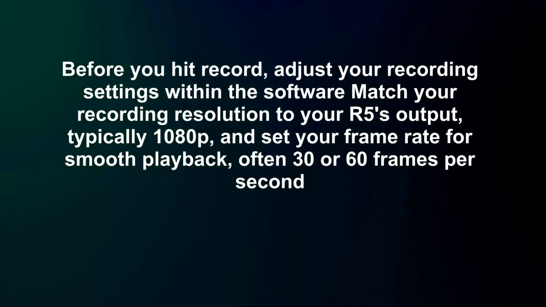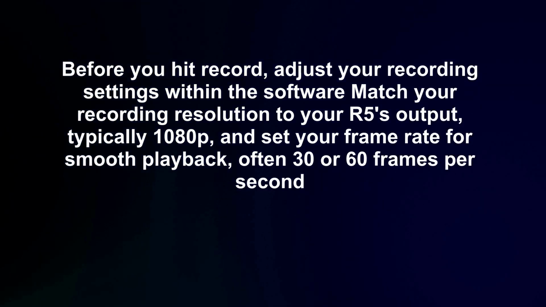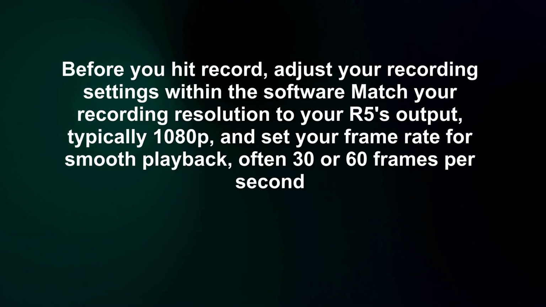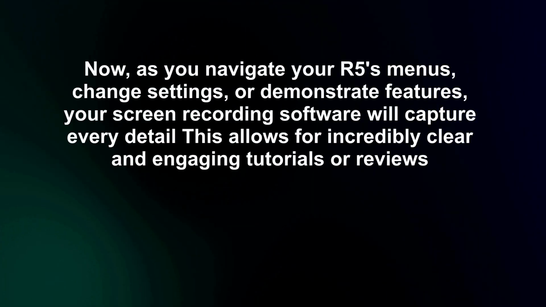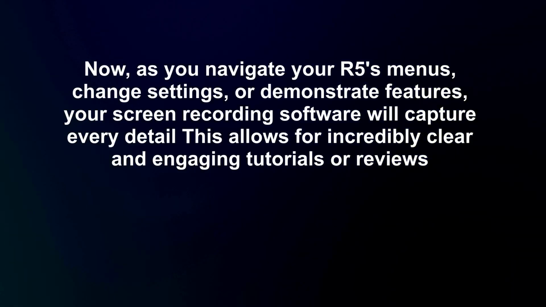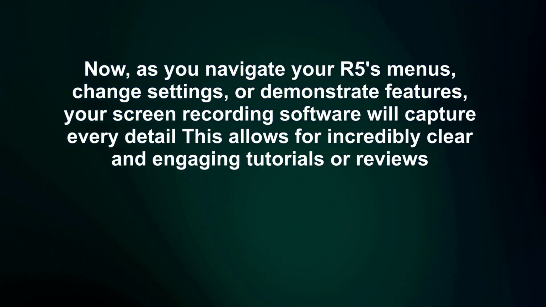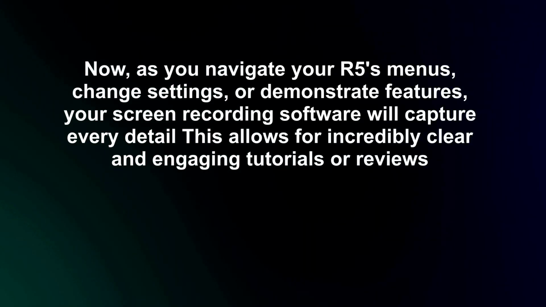Before you hit record, adjust your recording settings within the software. Match your recording resolution to your R5's output, typically 1080p, and set your frame rate for smooth playback, often 30 or 60 frames per second. Now, as you navigate your R5's menus, change settings, or demonstrate features, your screen recording software will capture every detail. This allows for incredibly clear and engaging tutorials or reviews.